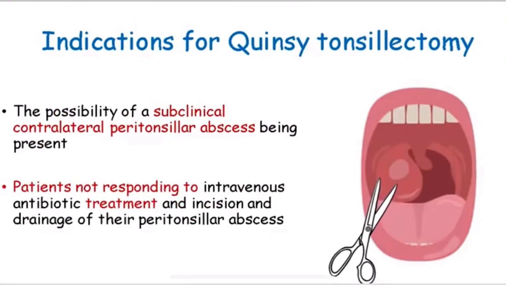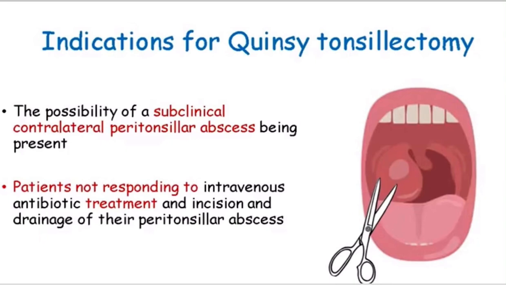Indications for quinsy tonsillectomy. When do you conclude that the person has to go for tonsillectomy? The possibility of a subclinical contralateral peritonsillar abscess being present. Whenever there is a peritonsillar abscess, there is a possibility that the contralateral peritonsillar abscess can also be formed. Then you can go for quinsy tonsillectomy.